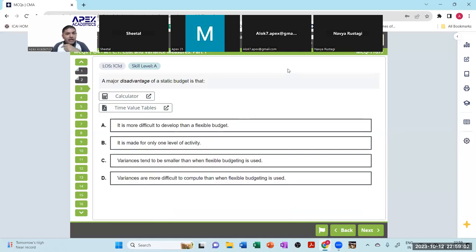Third question. A disadvantage of static budget is what? It is more difficult to develop than the flexible budget. No, it is not. It is B. Made for only one level of activity. Yes, it is always made for one level of activity and never for a range. What is the meaning of never for a range? Now I'll give you an answer.